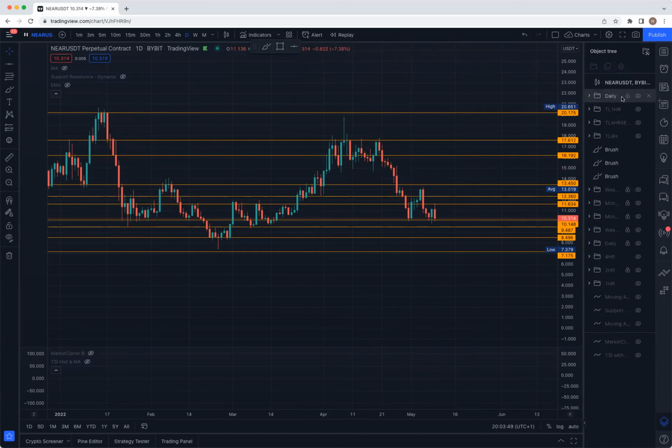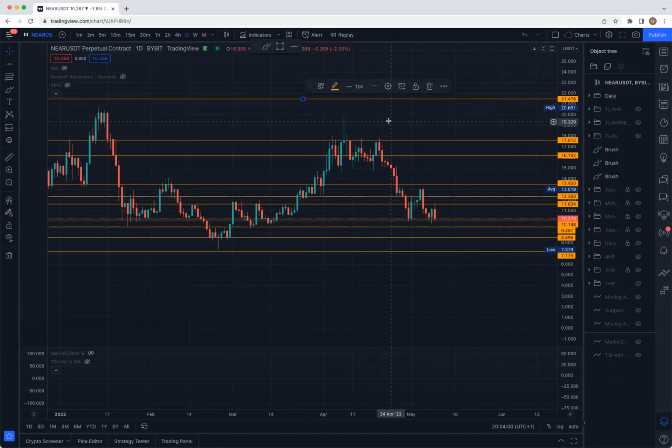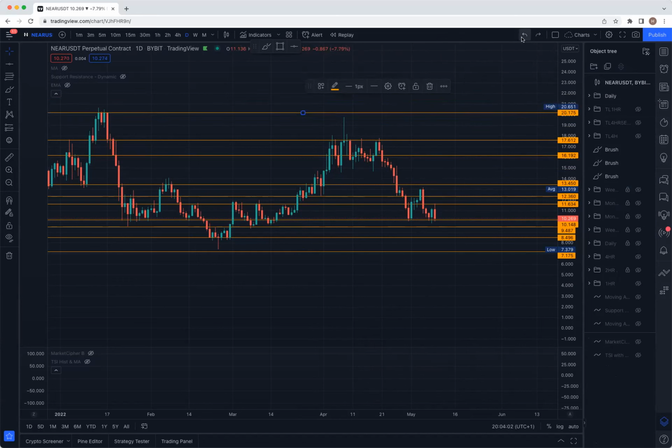You can see that there's something like an open padlock there. This open padlock means that if the padlock is open, you can move around these lines. For example, you can move them around. Let me move it back.